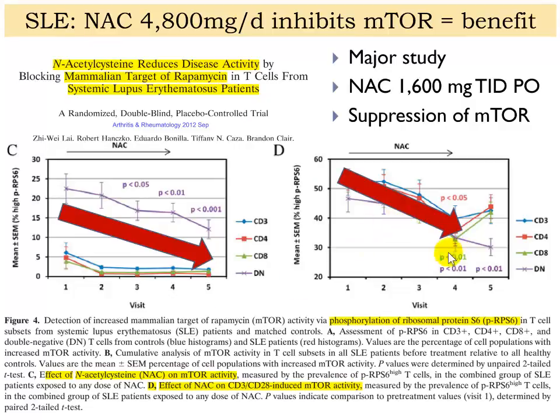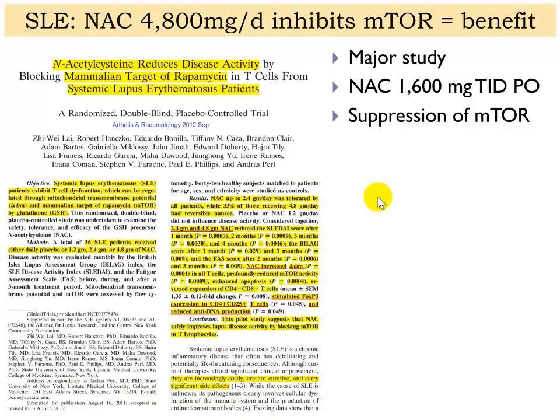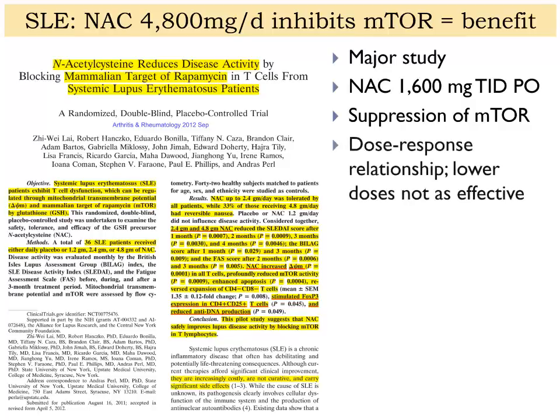Now you can see here that we see some rebound effect at visit number 5, and that's because the patients had stopped taking NAC for a month. And so after a month you start to see some return to so-called normal activity or hyperactivity in this case. But you can see very clearly that in all cases the NAC was able to suppress mTOR hyperactivity. And I think that's an appropriate way to phrase it. We are suppressing hyperactivity and trying to make that activity more normal. We're not necessarily suppressing immune function.